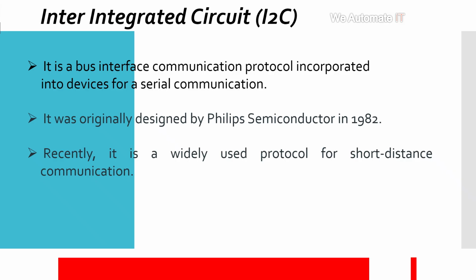The I2C needs only two communication lines, and these two lines are SDA and SCL. SDA and SCL are the two communication lines used in I2C. SDA means serial data line and SCL means serial clock line.